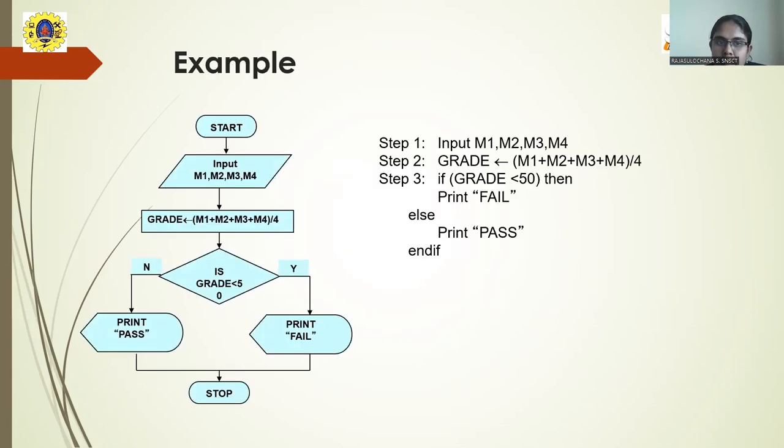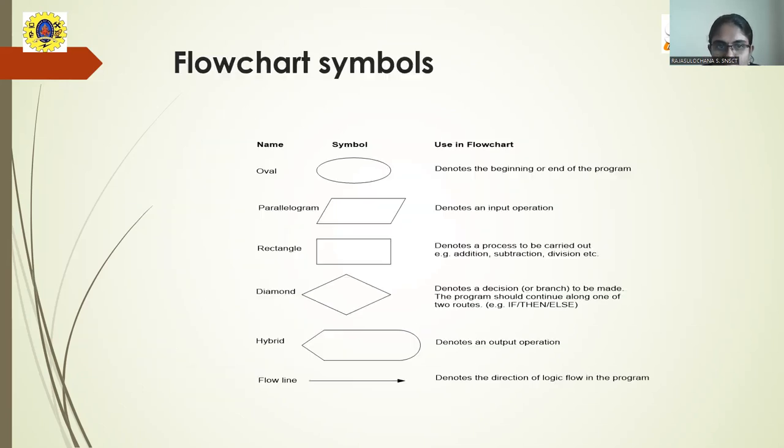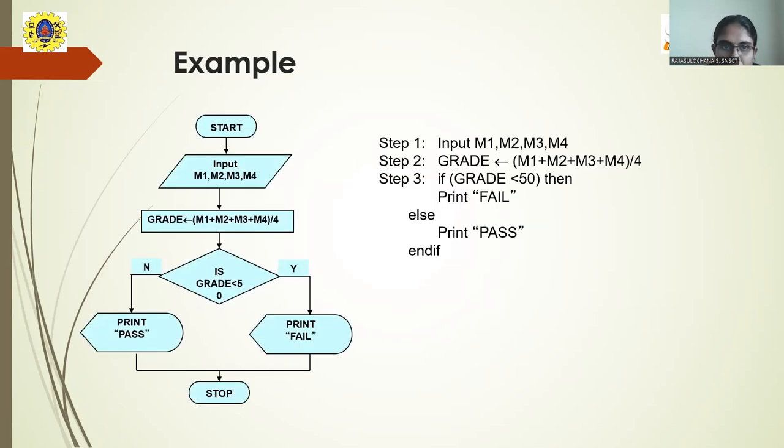Now, let us see how to draw a flowchart for the previous example. These two oval-shaped symbols are used to indicate beginning and end, as I said. Similarly here, start and stop, which mark the beginning and end of the program, are represented using the oval symbol. What is the next step? What's the first step we have written in the algorithm? You have to get the input marks. So those input marks are mentioned inside the parallelogram.